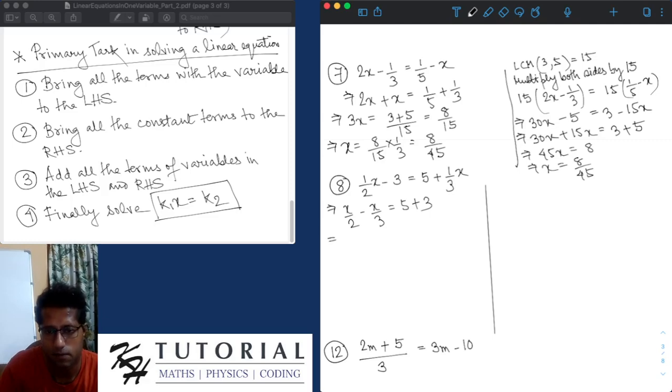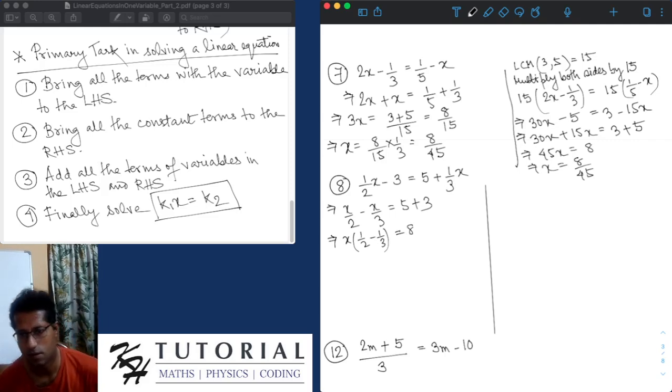Now I will add up the terms in the LHS and RHS. Now x minus 2 minus x by 3, I know that it is x into half minus 1 by 3 minus 1 by 3. This is equal to 8. So now I have to do subtraction of rational numbers, and I have to be comfortable with that. Now this implies half minus 1 by 3 is nothing but 1 by 6.